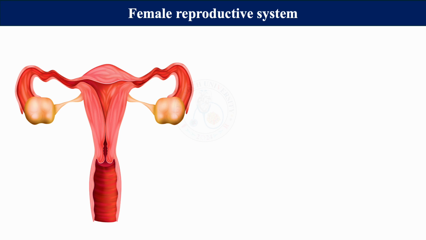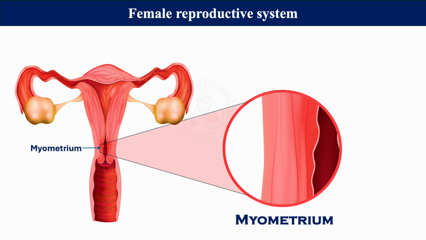Myometrium is the thick muscular middle layer of the uterus. It is primarily composed of smooth muscle tissue that contracts during childbirth to help expel the baby from the uterus, and additionally the myometrium contracts during menstruation to expel the menstrual blood from the uterus. Its rhythmic contractions are essential for both childbirth and menstruation.